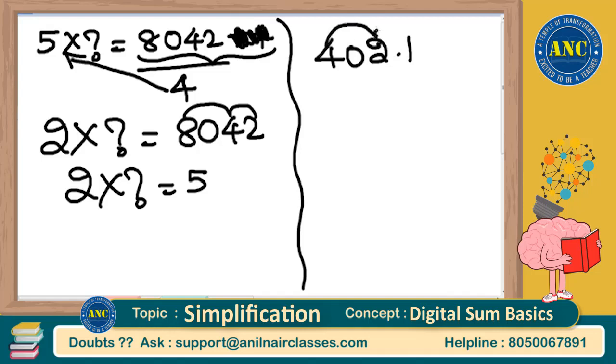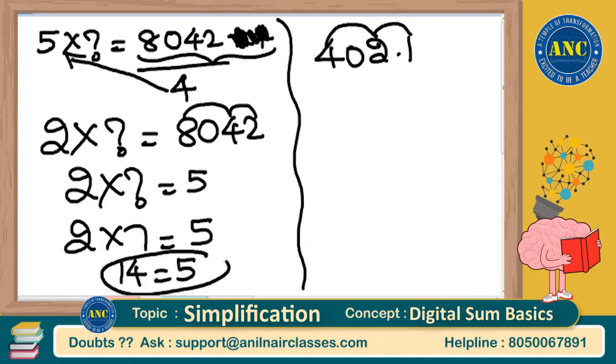402.1. 4 plus 2 is 6, 6 plus 1 is 7. 2 into 7 is equal to 5. Yes, 14 is equal to 5 because 14 digital sum is also 5.